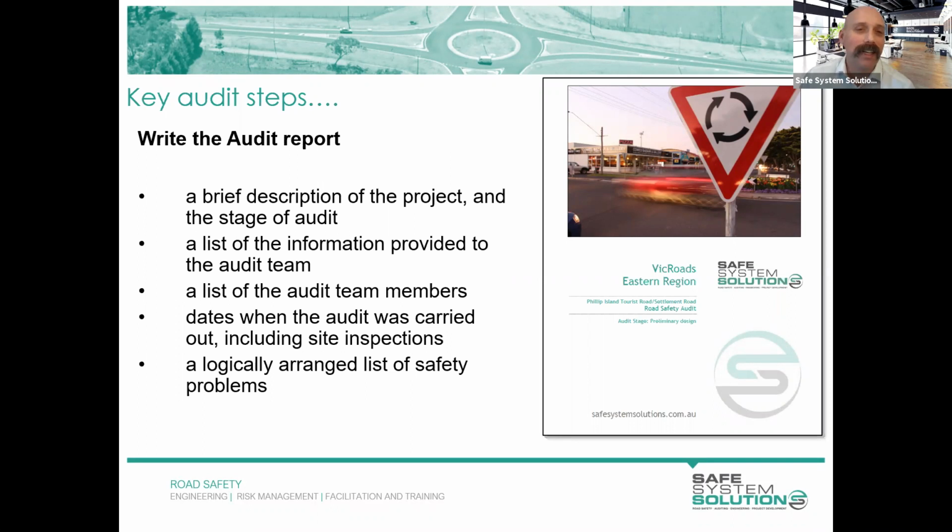So the next step is to write the audit report. There is a bit of a convention of what would go in a road safety audit report, and you can get different reports from other people in industry and have a look at how they do it. But generally, what we'll be expecting is a description of the project and the stage of audit that's being undertaken, so a detailed design audit or the like. The list of information that was provided to the audit team.